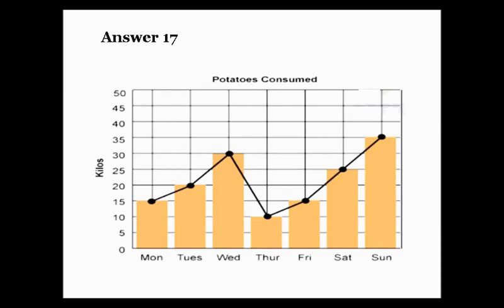The graph gives information about the potato consumption in a week. To begin with, we can see that the consumption fluctuated throughout the period. According to the graph, on Monday, only 15 kilos were consumed. After that, the consumption rose gradually, ending on 30 kilos on Wednesday.